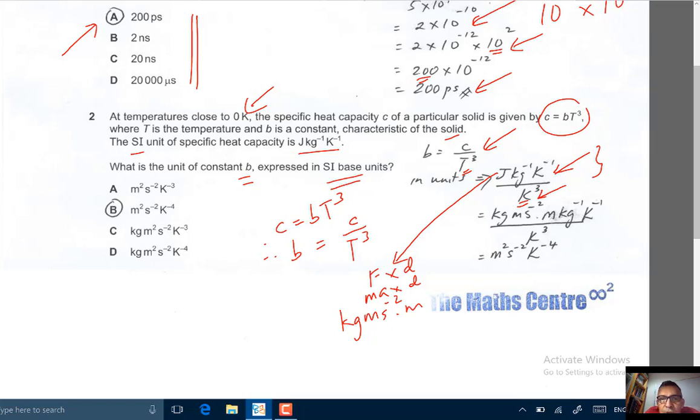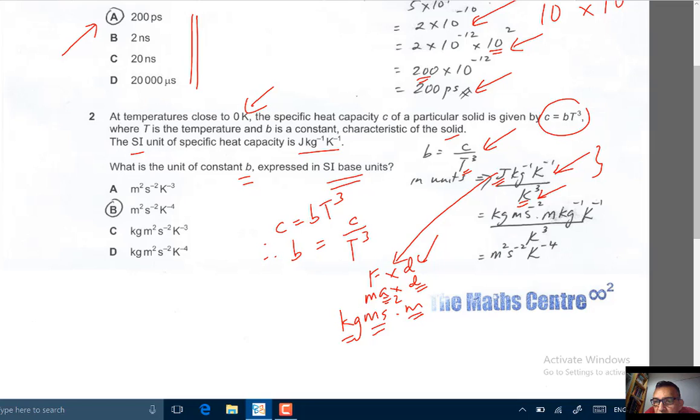Again, joule is the unit for work, and work done is force times distance. Force is mass times acceleration, ma, and this is your distance d. M is measured in kilogram, a, acceleration, is measured in meter per second squared, and d is measured in meter. That's what I've written here. I've substituted kilogram meter per second squared times meter for joule.